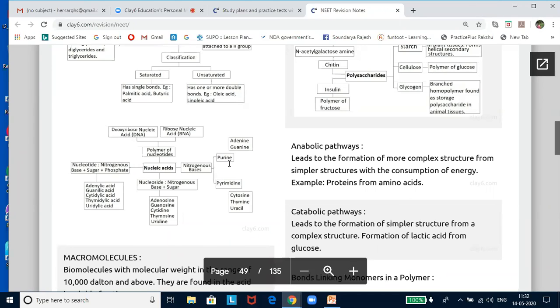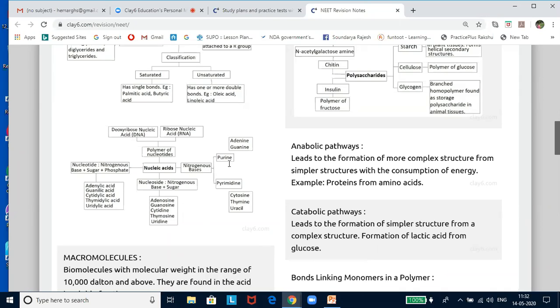Now, let us look at the nitrogen bases here. The nitrogen bases are divided into two, purine and pyrimidine, depending upon the ring structure. Purines are single ring structures, pyrimidines are double ring. Adenine, guanine, pyrimidine, cytosine, thymine, and uracil. Now, if you look at the nucleoside, nucleoside is made up of nitrogenous base plus sugar, and that nucleoside is called adenosine, guanosine, cytidine, thymosin, and uridine.